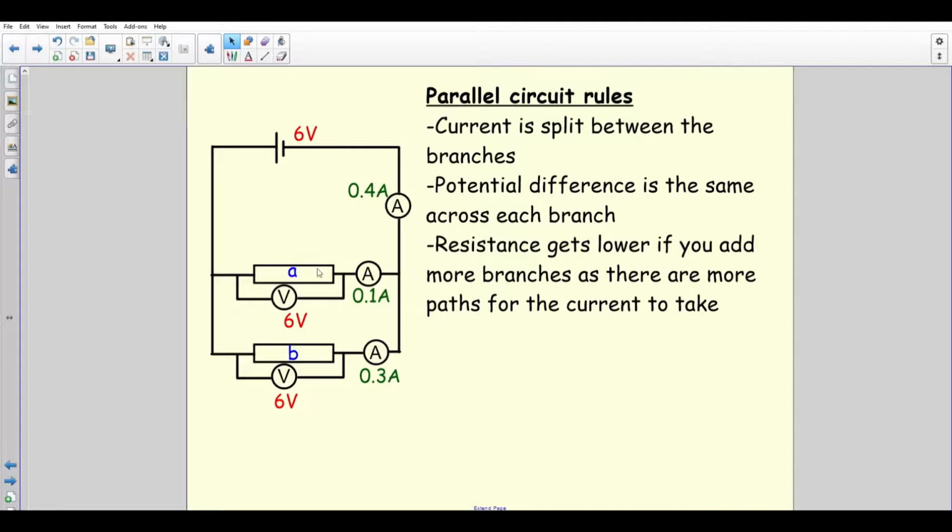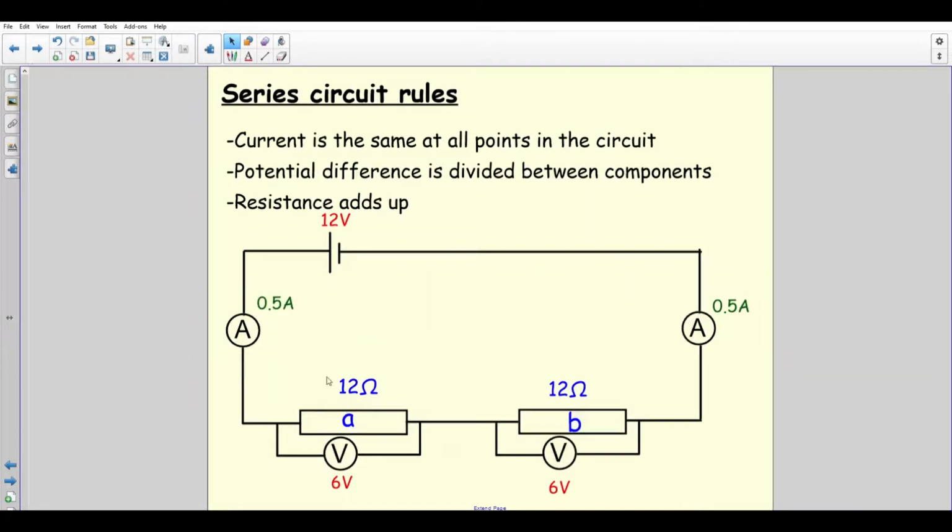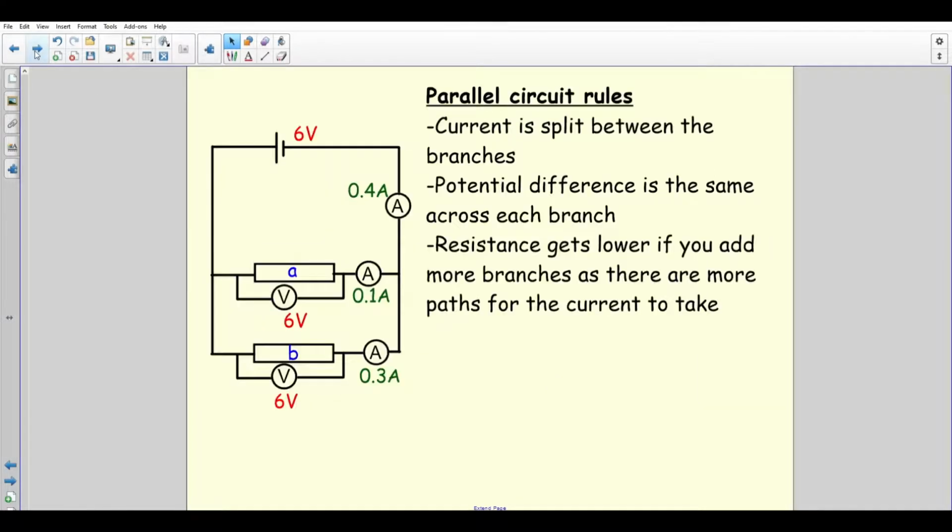Also, if I take one of these resistors out, so if I just for some reason take that resistor out and break that circuit, the other one would still work. Whereas in a series circuit, if I take one of them out, there's a break in the circuit, it can't work at all and the current can't go through the voltmeter. So it's breaking the circuit, it doesn't work, and it's broken. So parallel's good as well, because if one of the components breaks, the rest are fine.